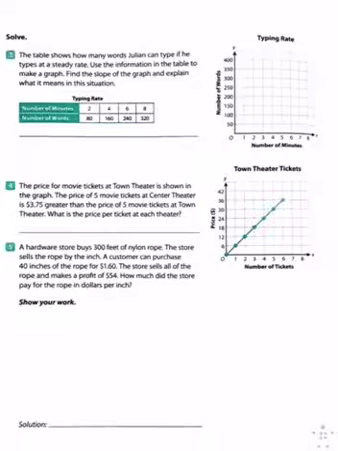Problem number 3. The table shows how many words Julian can type if he types at a steady rate. Use the information in the table to make a graph. Find the slope of the graph and explain what it means in this situation. So we're going to plot 2 and 80. We're going to plot 4 and 160, 6 and 240, and 8 and 320.